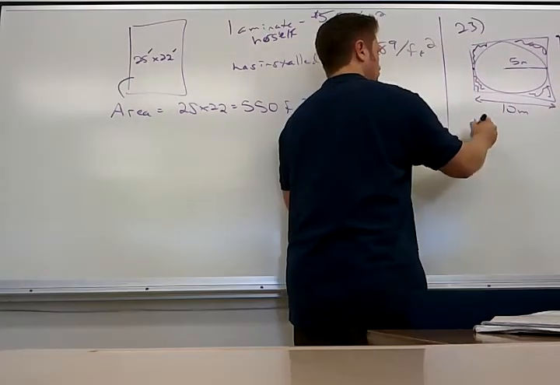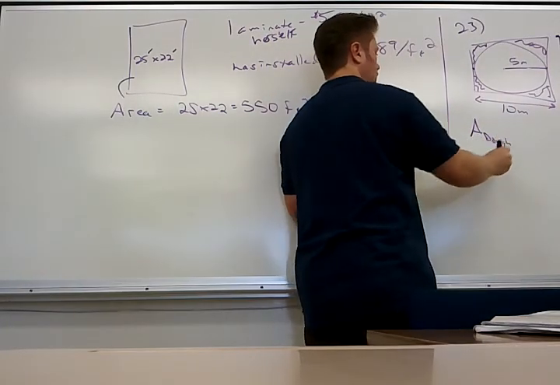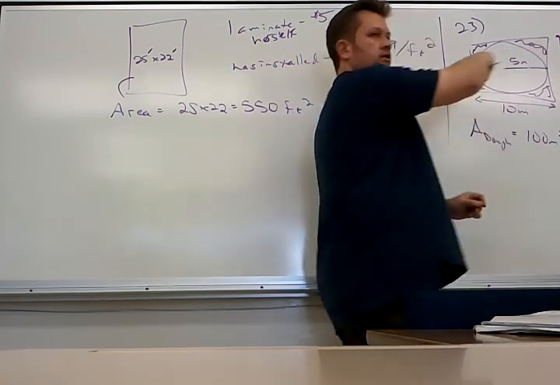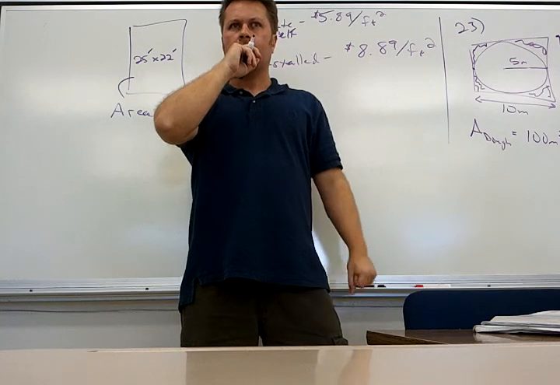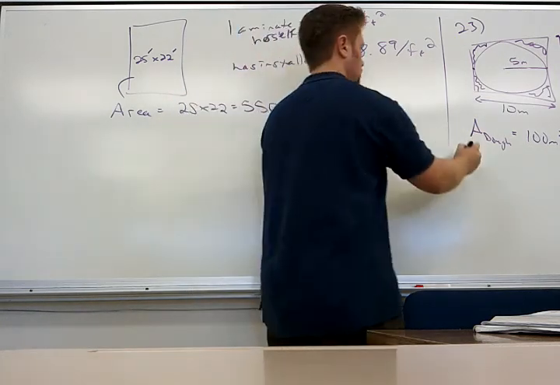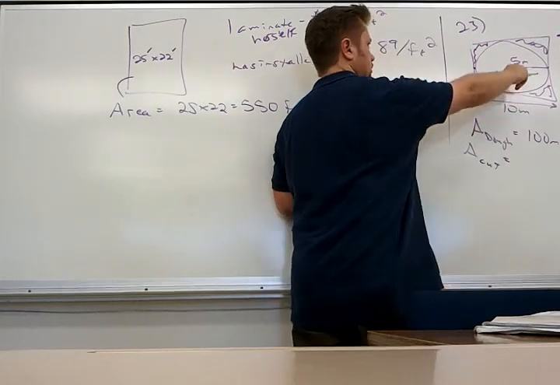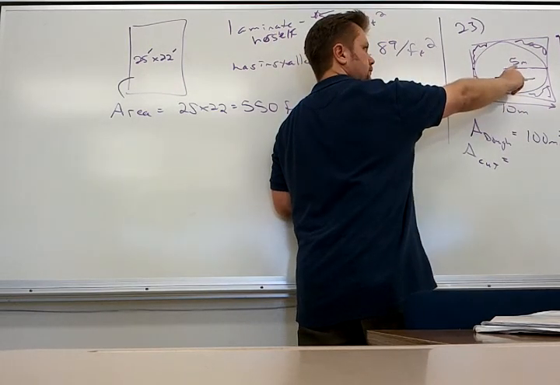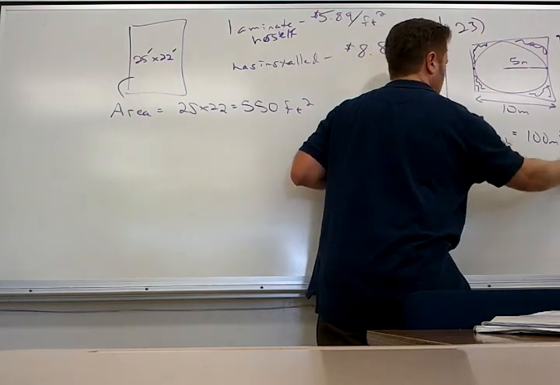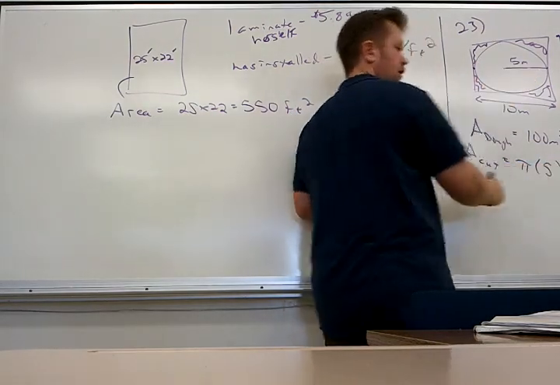So what's the area of the dough, or the square, however you want to put it? 100 square meters. Cool, 10 meters times 10 meters. And what's the area of the cut? How do you figure that out? The area is pi r squared. Exactly. Pi times r squared, and r is 5.